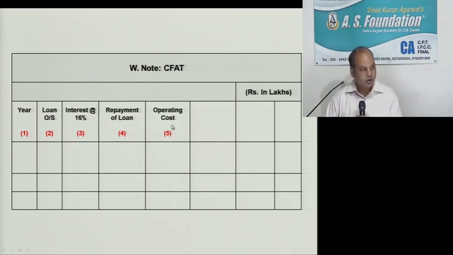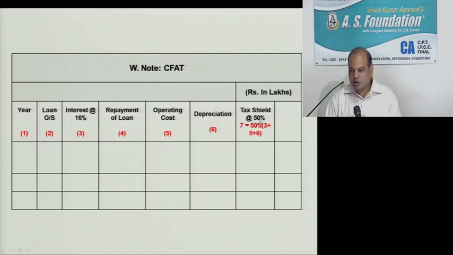Fifth column, operating cost. Sixth column, depreciation. Interest, operating cost, depreciation. These are tax deductible expenditure. So write down tax shield at the rate of 50%.